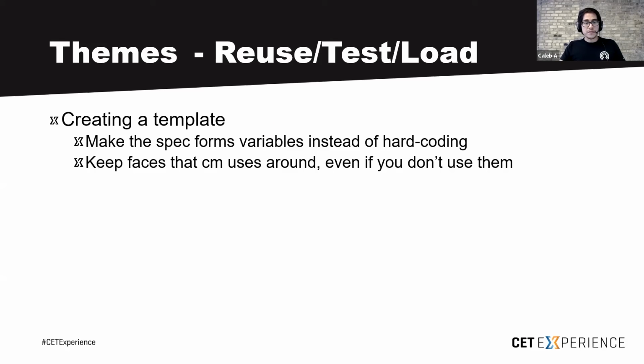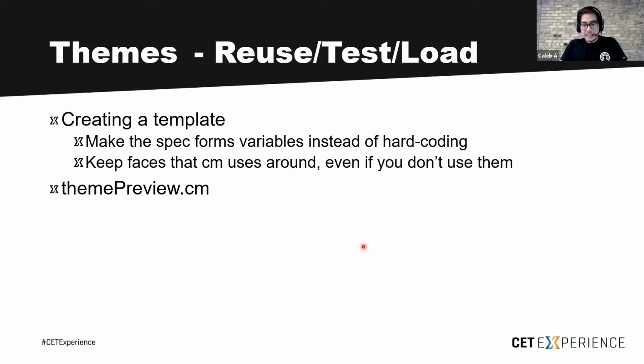So you can keep the faces that CM uses around within your theme, even if you're not using them. That way you don't have any mixture between the two from the CM layer and your given theme. So that way you can remove it. Keeping it around makes your template a lot more reusable as well, because in the future you won't have to go through that task of trying to figure out what faces there are.